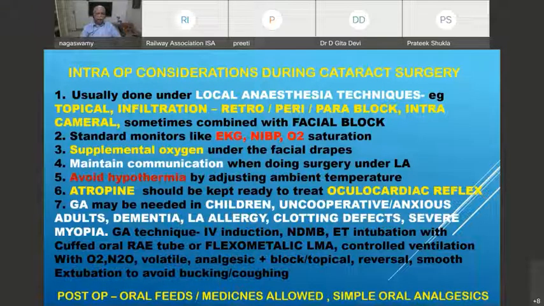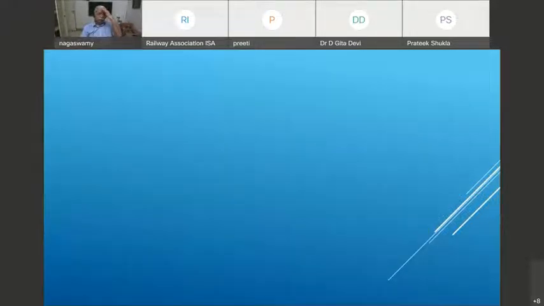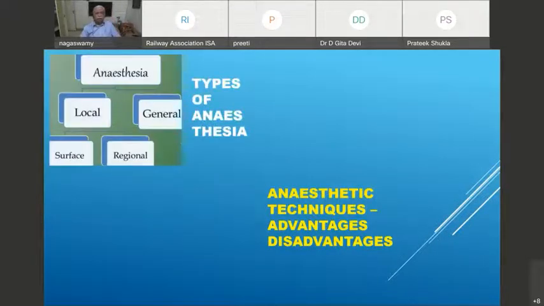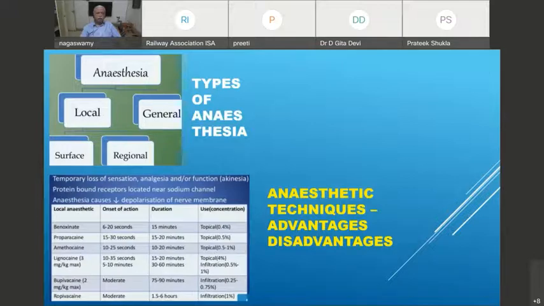And post-op oral feeds, medicines are allowed. Simple oral analgesic like paracetamol is more than enough. And anesthetic techniques, disadvantages and advantages. Types of anesthesia can be local, general, surface or regional. And these are all the various drugs that are used.